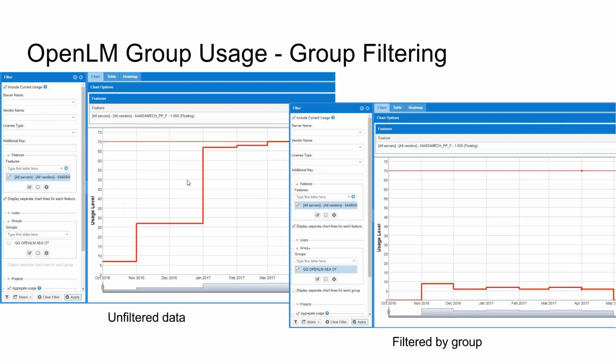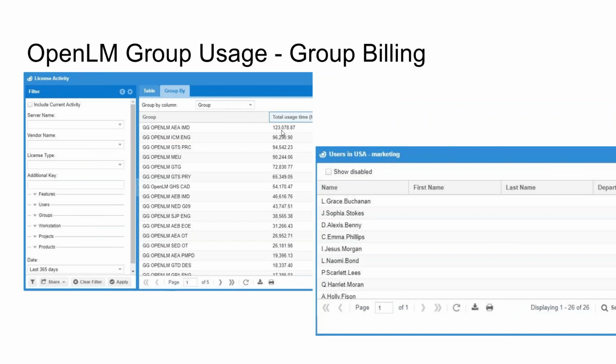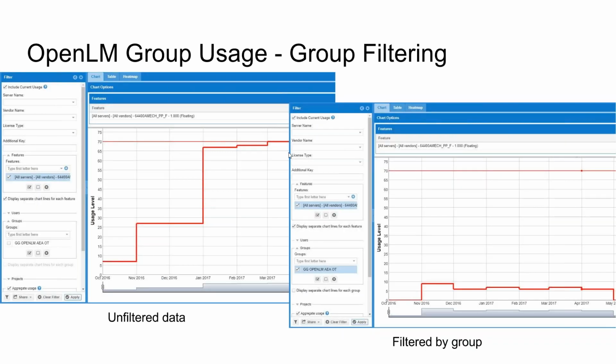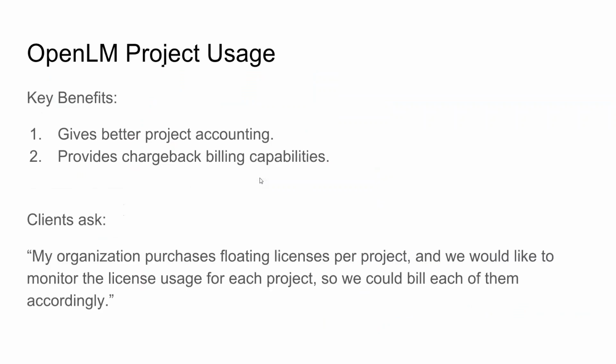So, of course, it goes without saying that when a few users are in a group, you can filter that group, you can view that group usage, you can see the total usage time of it, you can see the license usage of it, and you can in fact treat it like a separate organizational unit as it is in real life. Now, you can do the same with the OpenLM project usage, which is another extension that OpenLM has.